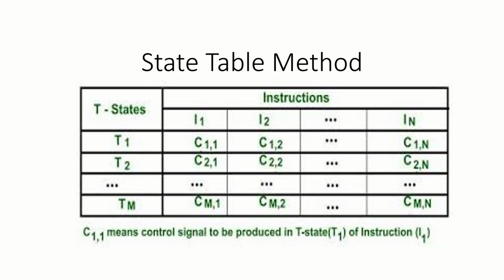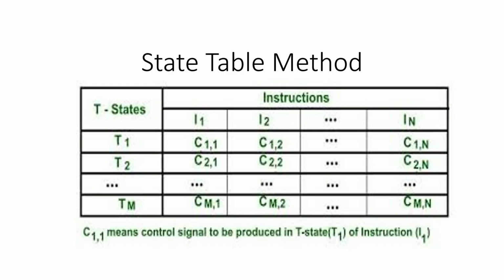So C11 is a control signal at T1 for the instruction I1. C22 is a control signal at T2 for instruction 2. So here, let's understand it with an addition example.